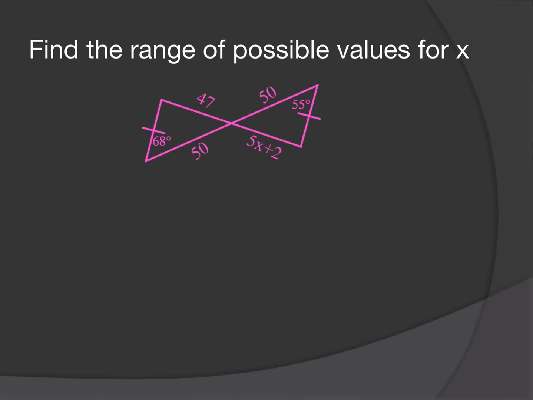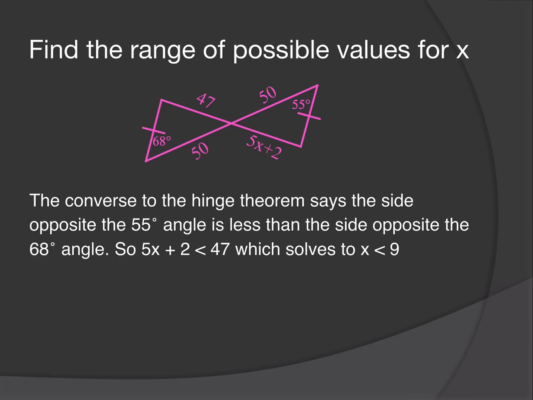Okay, so now this is a range problem. This is where solving inequalities comes into play. So if I have a problem like this, I'm going to use the converse of the Hinge theorem. And I notice that the side opposite angle 55 is going to be less than the side opposite 68. So that means my inequality is 5x plus 2 is less than 47, which solves to x is less than 9. But wait.